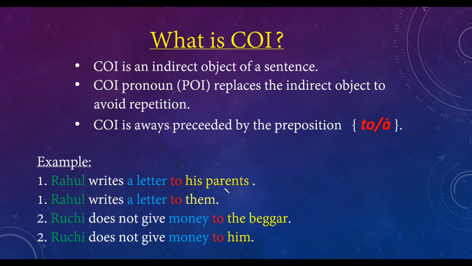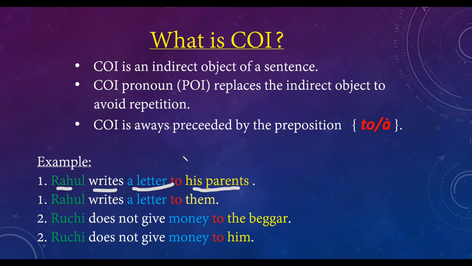Now, in this sentence, Rahul is the subject, writes is the verb, a letter is a COD, and to is the preposition, and his parents is a COI. Now, COD is not going to be discussed by me in this video. I have made a separate video on COD. If you wish to watch it, please follow my channel. This is our area of interest. To his parents. Rahul writes a letter to his parents.